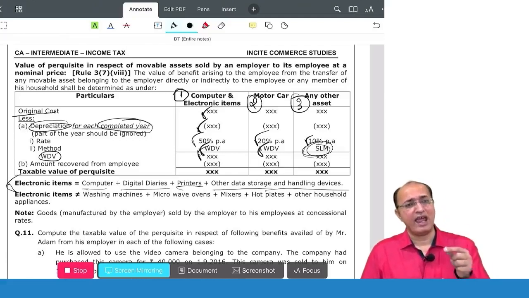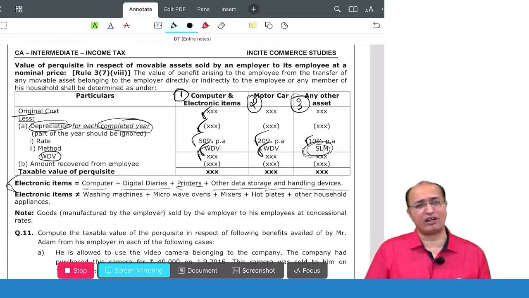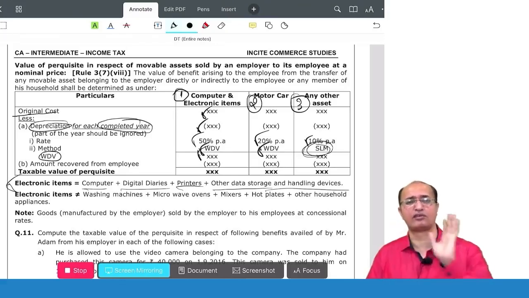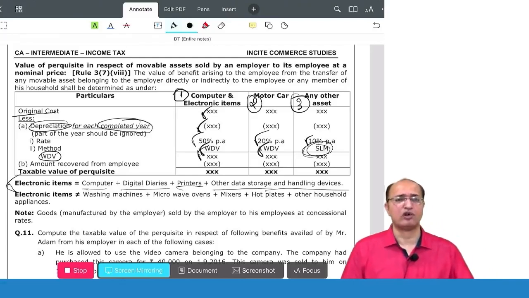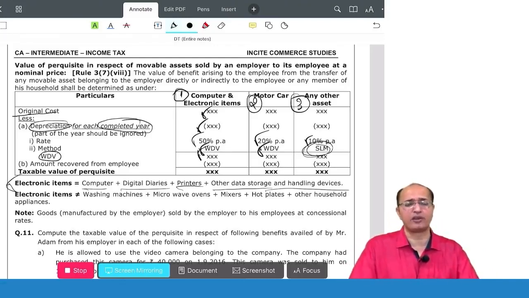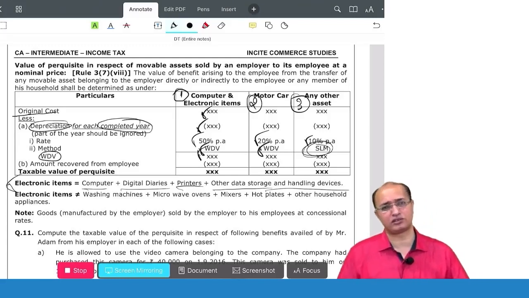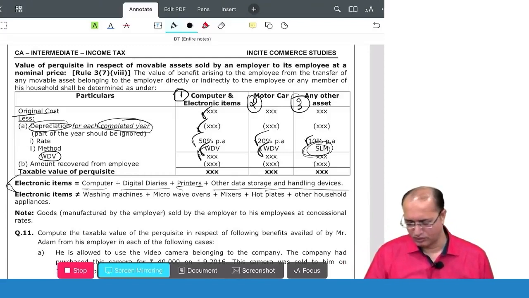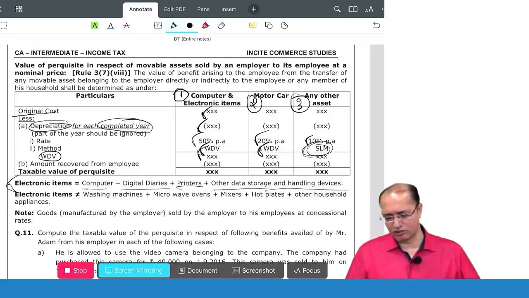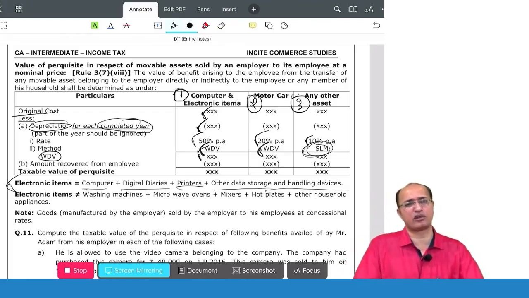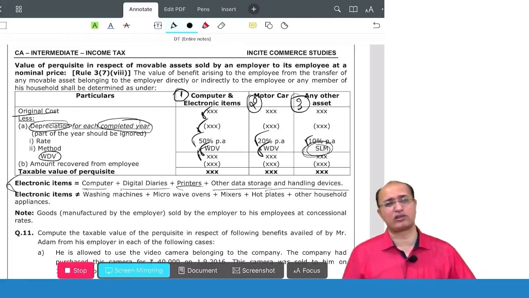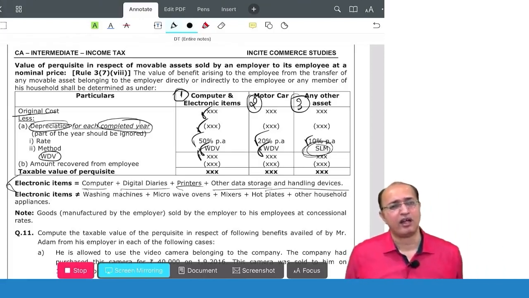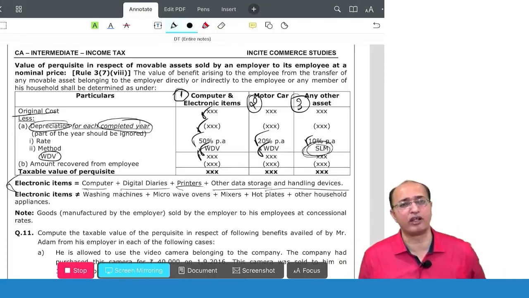The question says, X Limited has given furniture to an employee at 10,000 rupees. This furniture was purchased by X Limited for 1 lakh rupees and it was used by them for 12 years. What is the perquisite value? Have you understood the question? X Limited has given furniture to an employee at 10,000 rupees. This furniture was acquired by X Limited at a cost of 1 lakh and was used by them for 12 years.